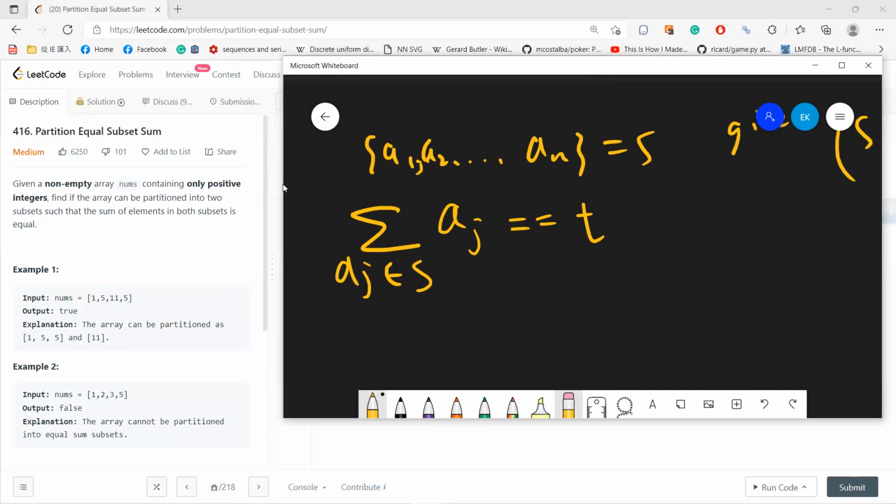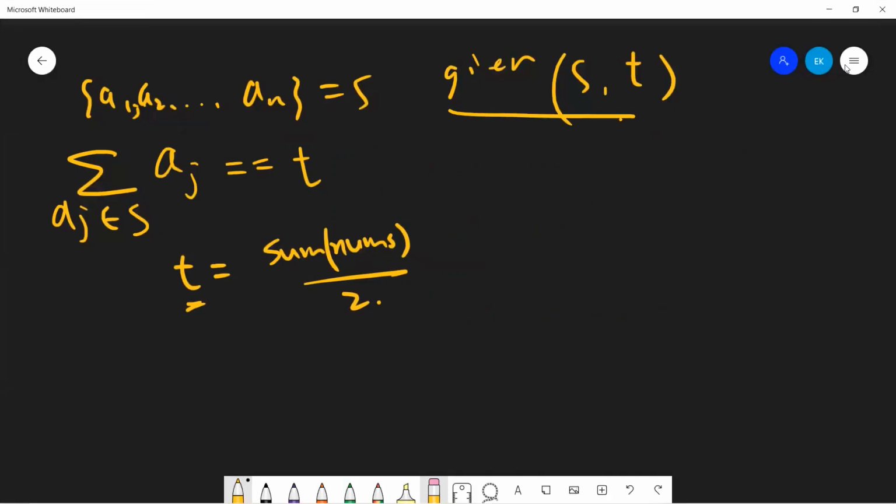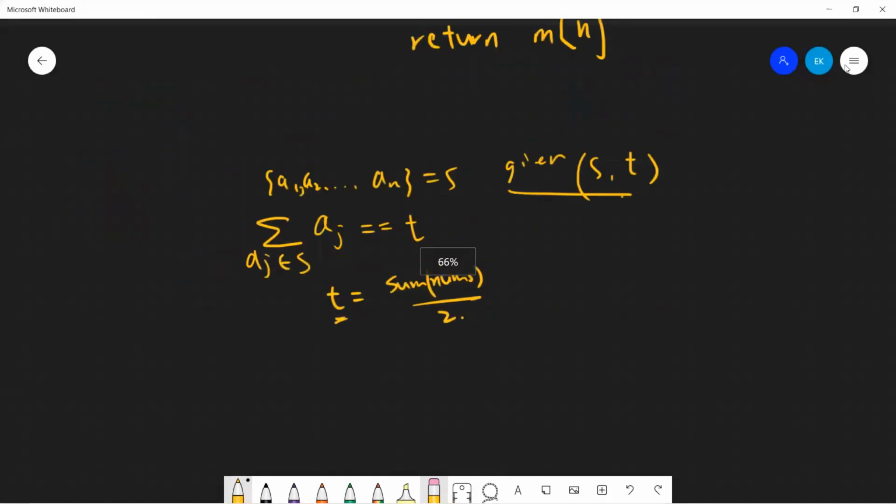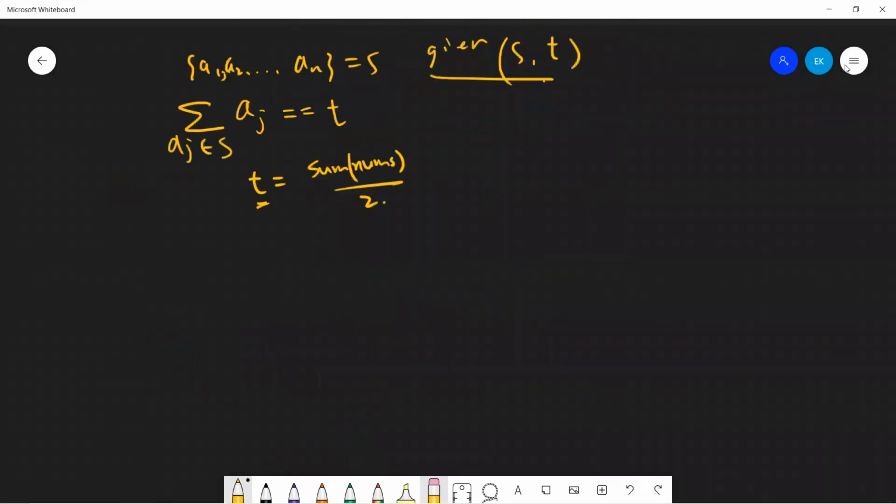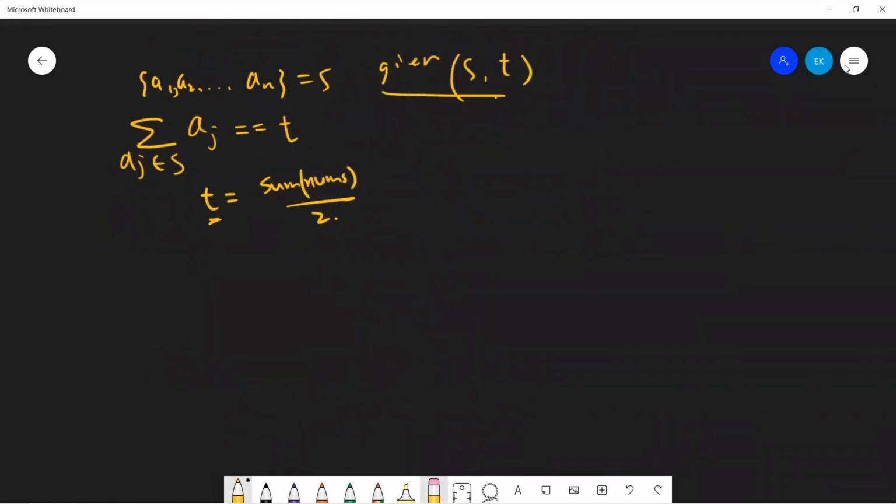Okay, so for this one, this is partition, right? So you just need to choose t to be the sum over all the array divided by 2. Okay, so if t is not an integer, then you should return false. So this is called a subset sum. Okay, so we can solve this by using dynamic programming.